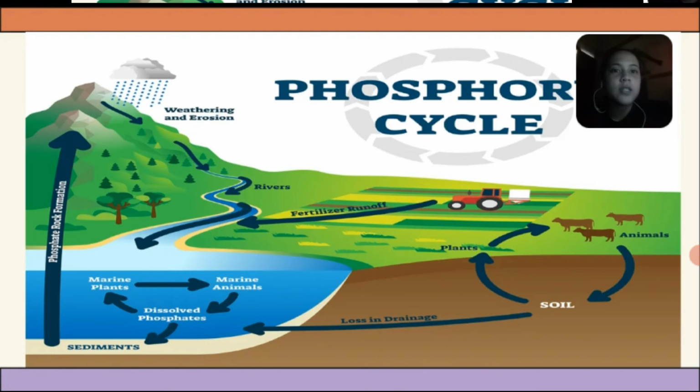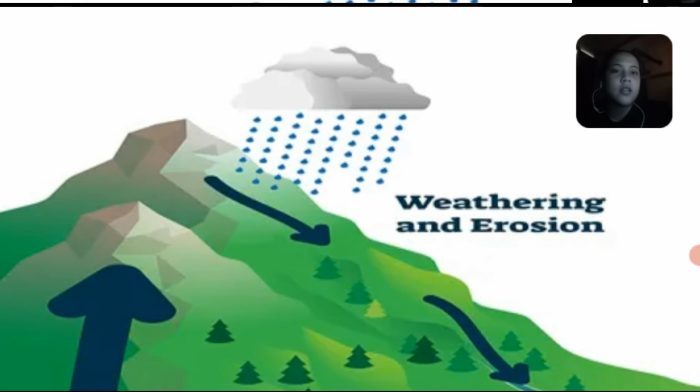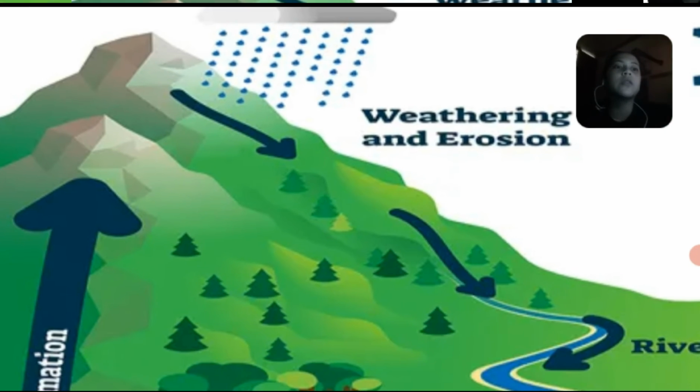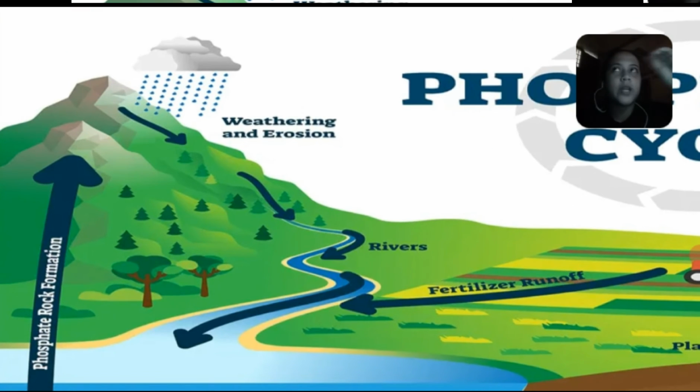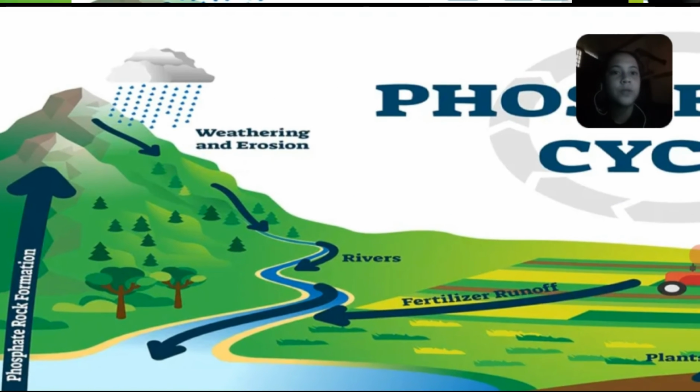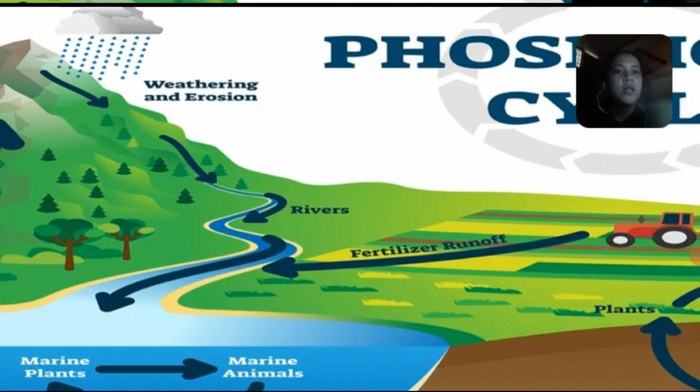So the first is weathering. According to what I read, phosphorus can be seen in rocks. So that is weathering. Next is the absorption by plants. When it rains, the nutrients flow and get absorbed by the plants. Anyway, as long as it is absorbed by the plants.